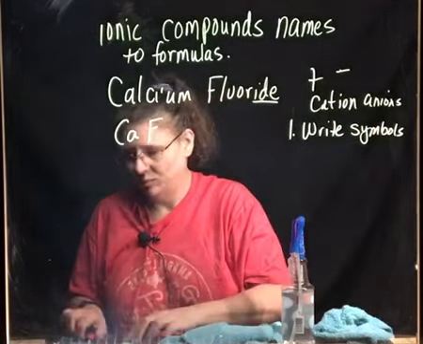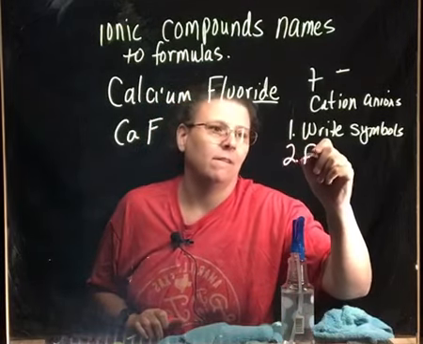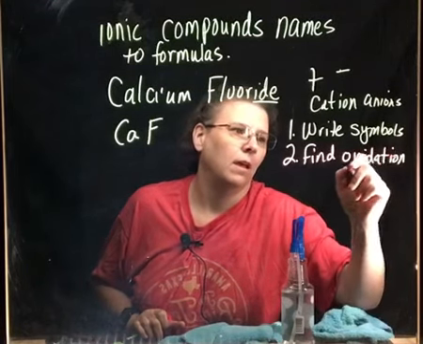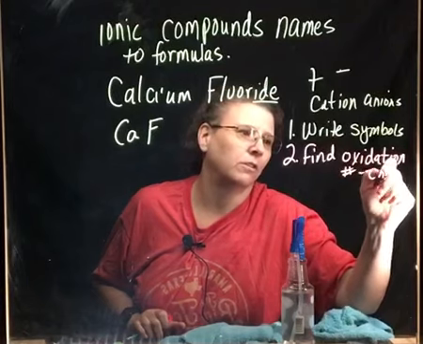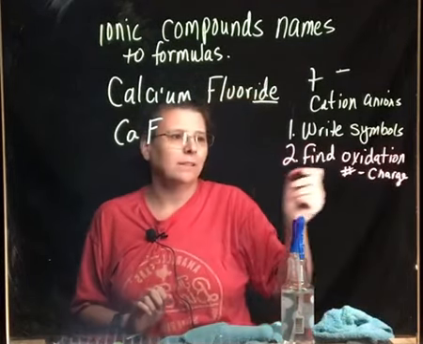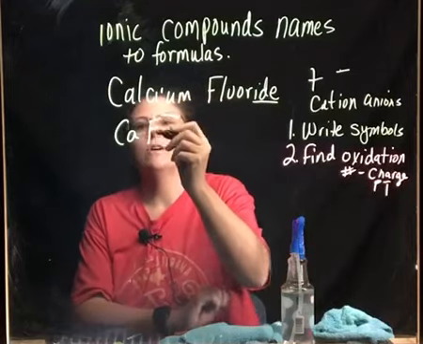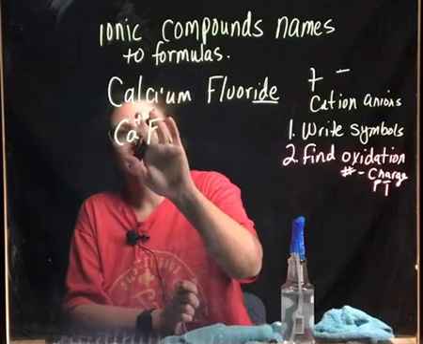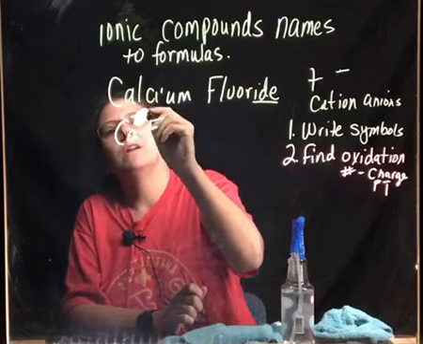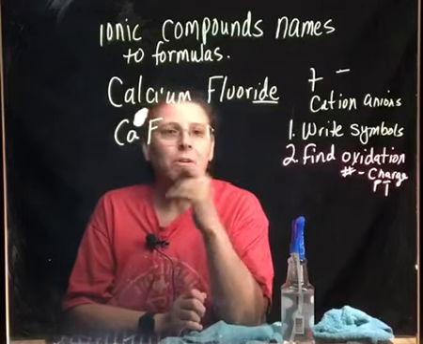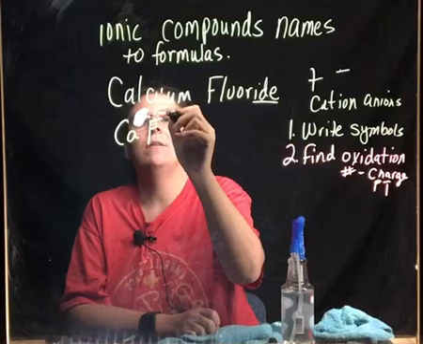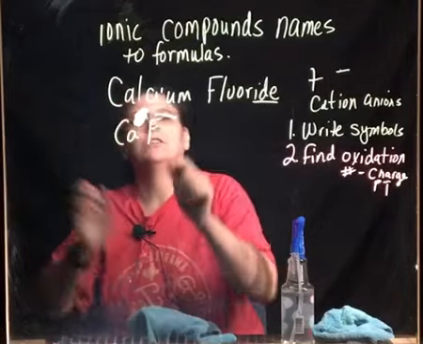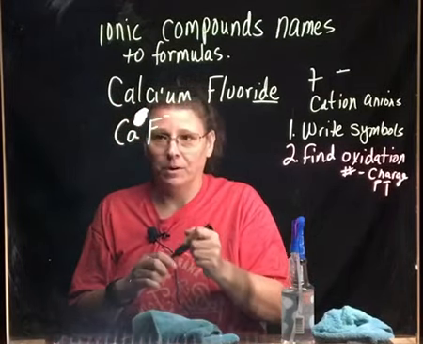Step 2, find oxidation number. And if you don't know what that is, that's the charge. And where are we going to find this? On our periodic table. So calcium, you look on your periodic table, it's in column 2, has a 2 plus charge. And then we look at fluorine. Fluorine's a halogen. Halogens have a 1 negative charge. Remember, normally we don't see the 1, we just see a negative. If you don't like it, add the 1.